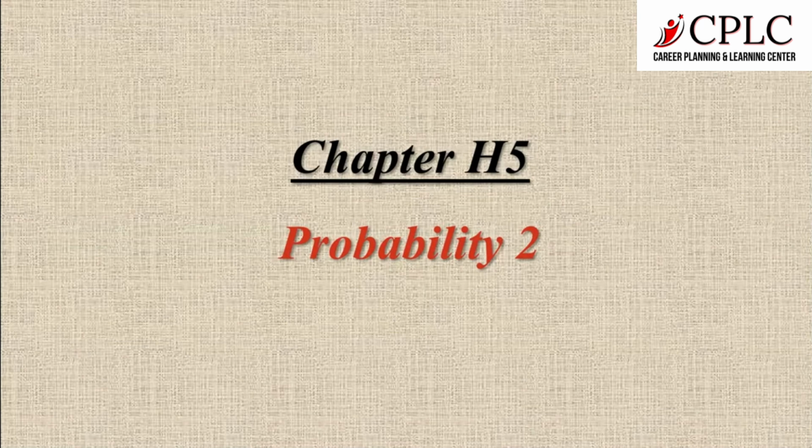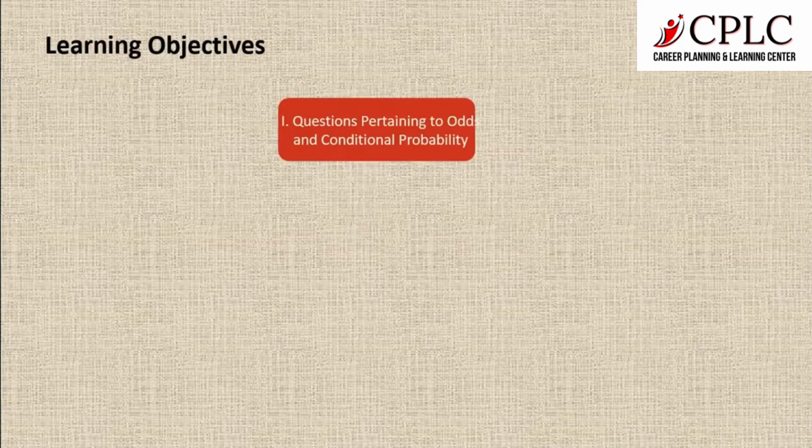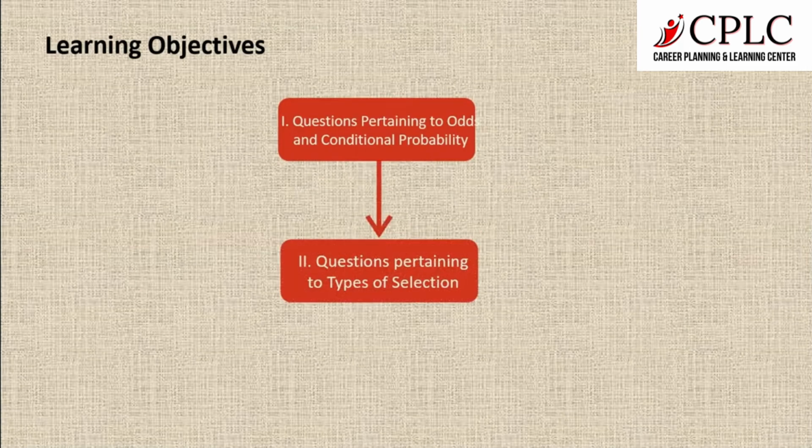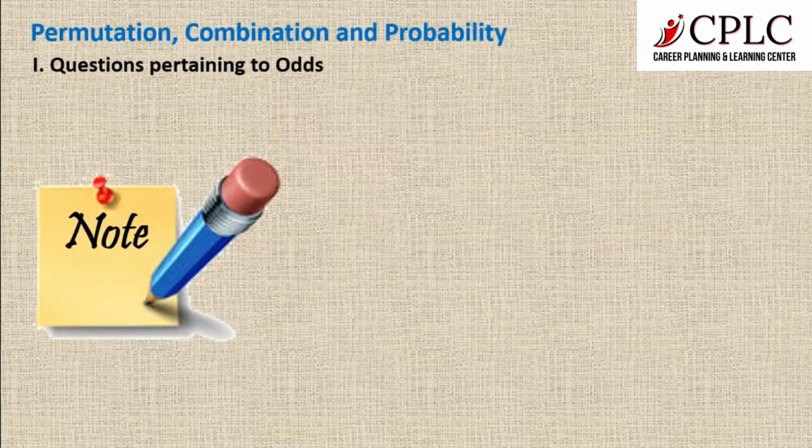So in this particular topic, we are going to explore two things. One is questions pertaining to odds and conditional probability, and the second part is questions pertaining to different types of selection. So let's first start with questions pertaining to odds, which is a very straightforward piece of information.